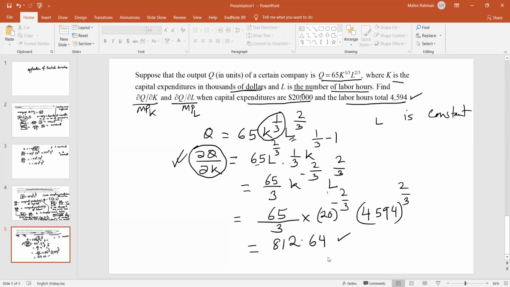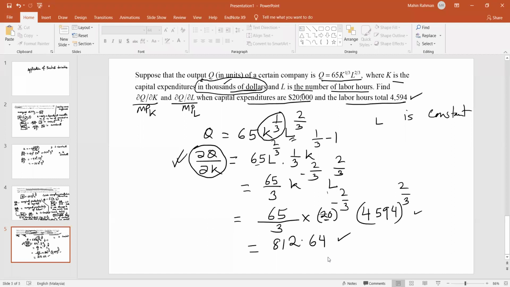Do you get anyone? Madam, why do you substitute 20 instead of 20,000? Because it is mentioned that the capital expenditure is in thousands of dollars. That's why you do not need to substitute 20,000. You can substitute 20 because it is mentioned already that it is thousands of dollars. So if you write down 20, it indicates 20,000.